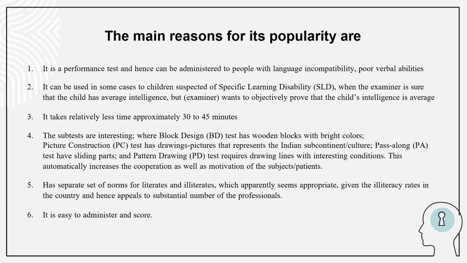There are also two forms of it. One is for the literate population and one is for the illiterate population. It can be used in some cases with children suspected of specific learning disabilities, where the examiner is sure that the child has average intelligence, but wants to objectively prove that the child's intelligence is average. It takes relatively less time, 30 to 45 minutes, to administer the test.